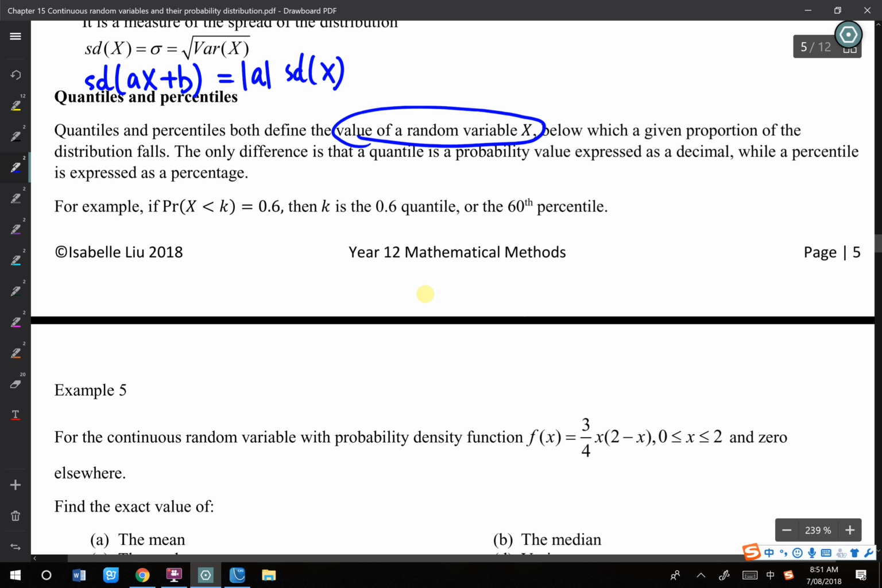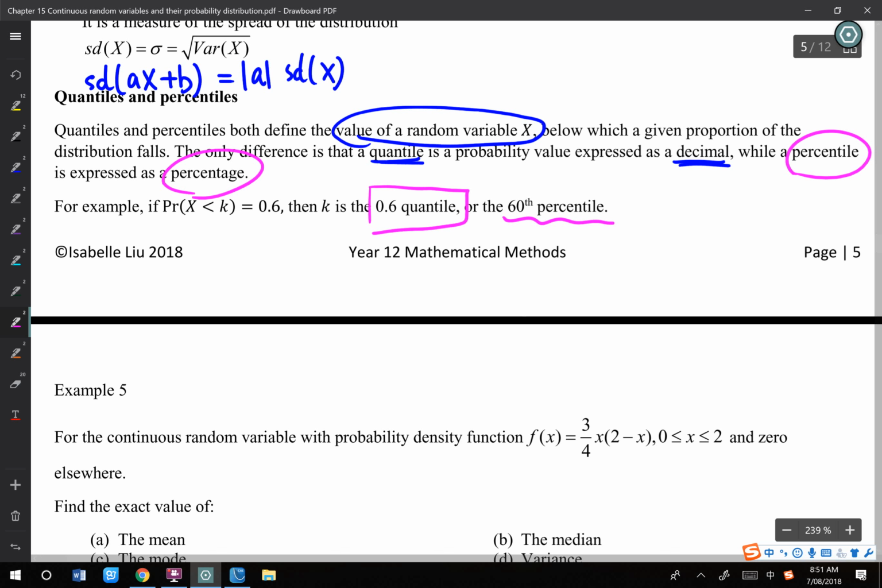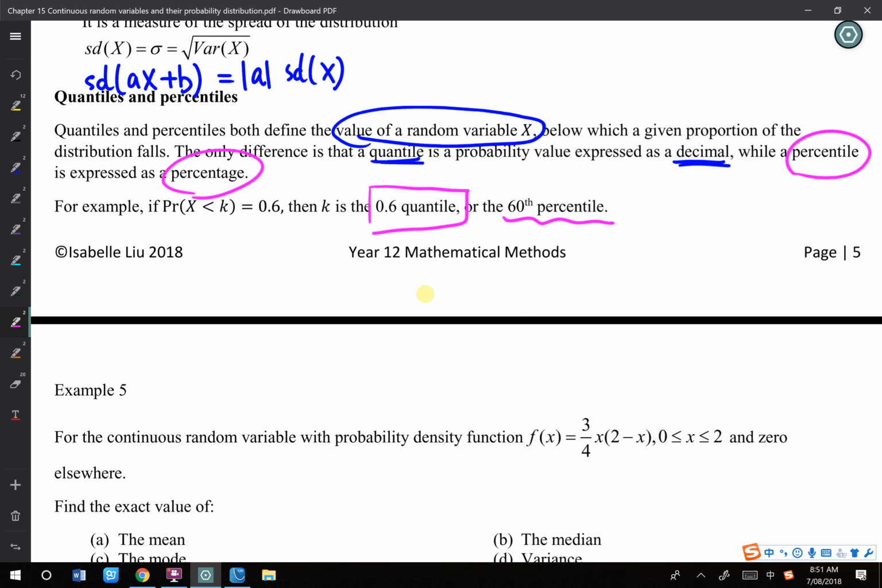The only difference is the quartile is the probability value expressed as a decimal, and the percentile is a percentage. So we will say 0.6 quartile or 60th percentile. That's the same thing. So what is the 60th percentile?